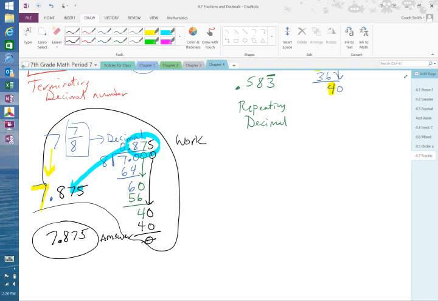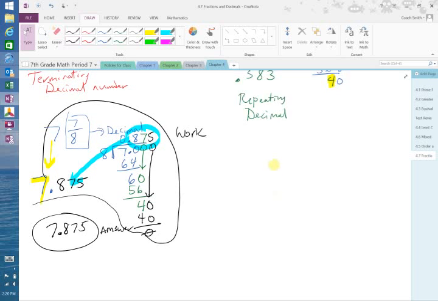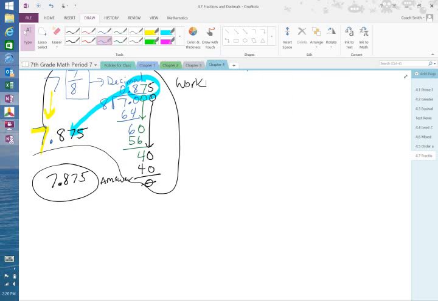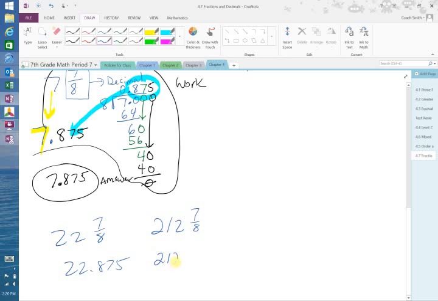Trinity? Is it always going to be 7 in front of it? No. In other words, if I had 22 and 7/8, then that's going to be 22.875. If I had 212 and 7/8, that's 212.875. The 7/8 is always going to give you that decimal, 0.875. Doesn't matter what's in front of it. What's in front of it goes in front of the decimal.